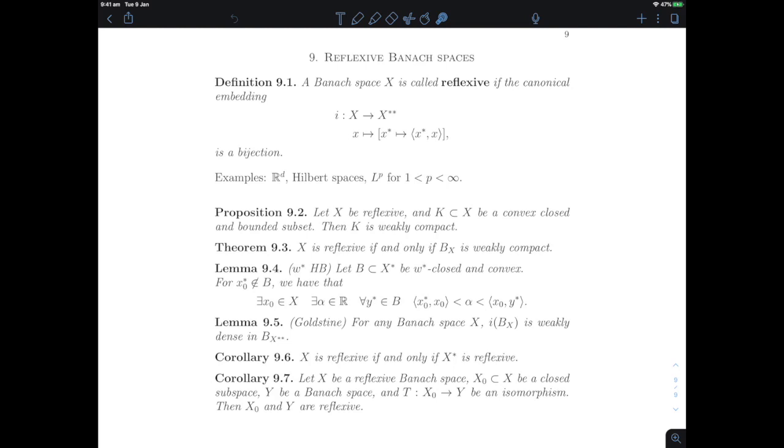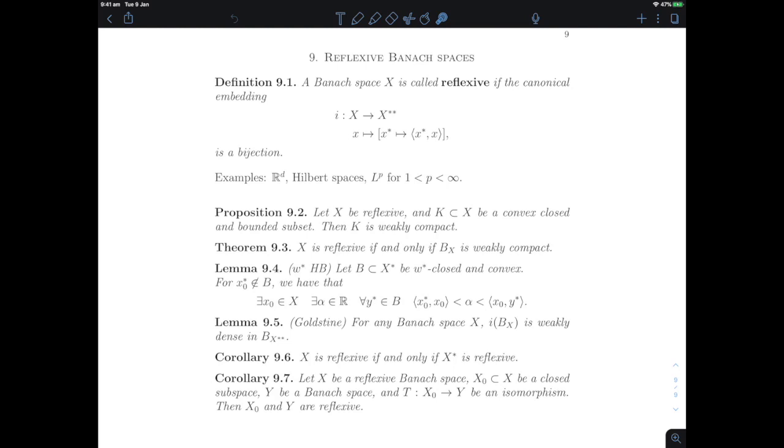Now, the key property that they have, and that is very helpful in applications, is that they have a lot of weakly compact sets. So indeed, what we're going to prove first is that in a reflexive Banach space, any convex closed bounded set has to be weakly compact. And that will be a consequence essentially of the Banach-Alaoglu theorem that gives us weak star compactness, and the fact that in a reflexive Banach space, the weak star and the weak topology will coincide. So we'll get a lot of weak compactness when we are in a reflexive Banach space.